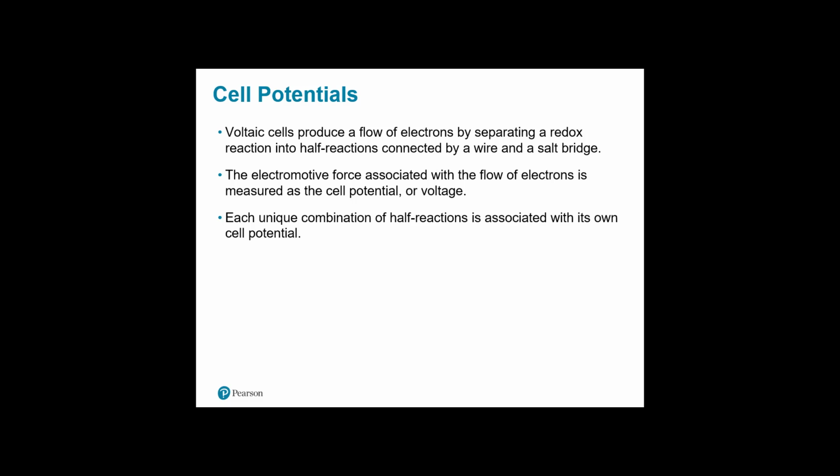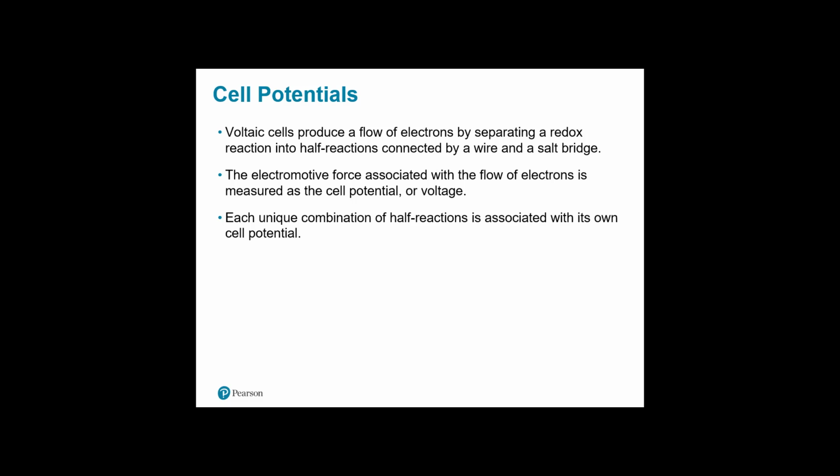Now remember, voltaic cells produce a flow of electrons. Remember, there's a light bulb on top. That's the external wire, where the electrons flow. And we have a salt bridge that allows the flow of ions, so there's no charge buildup, and allows this to keep happening. The electromotive force associated with the flow of electrons is measured as the cell potential or voltage.